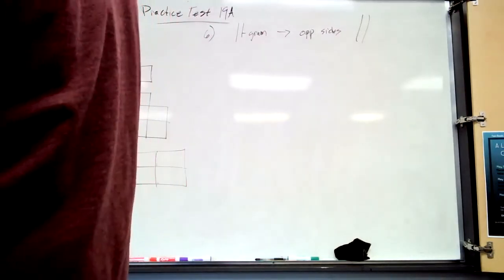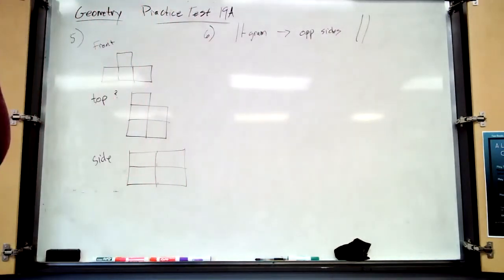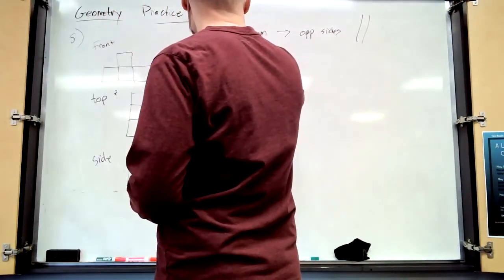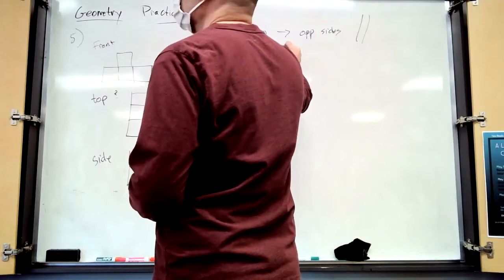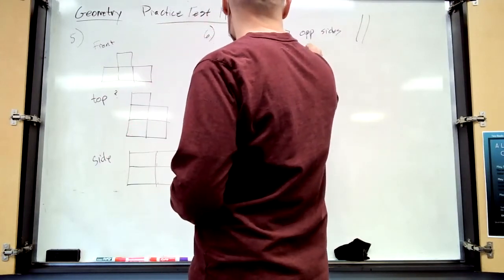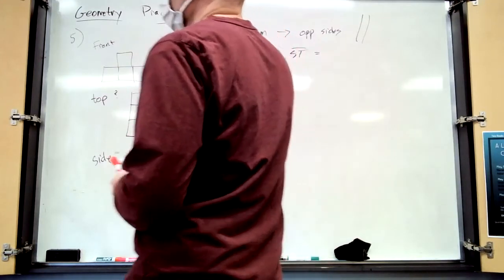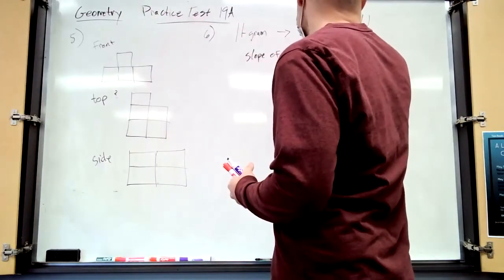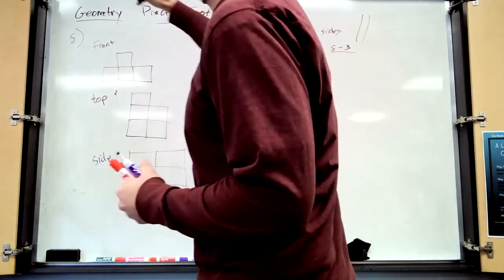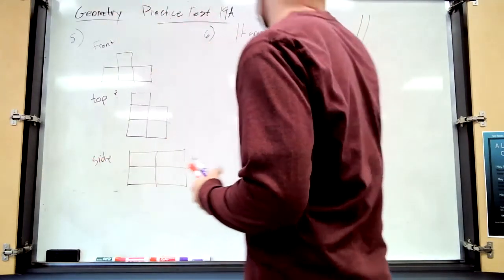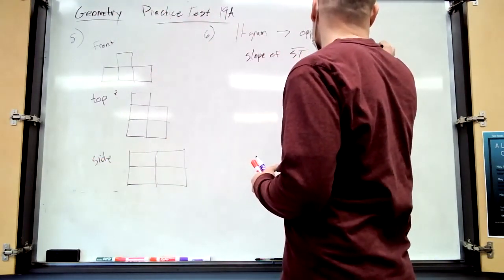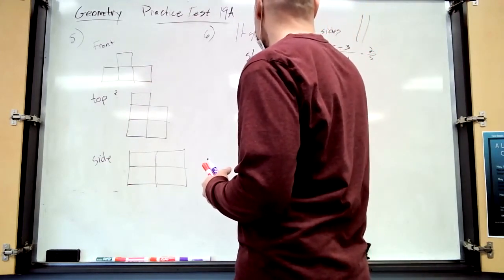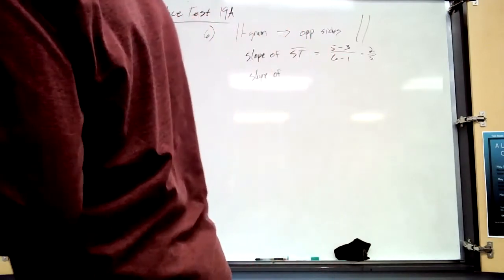How is this a proof? Okay? They have the same slope. Well, do they have the same slope? So the slope of ST equals, well, let's go from S to T. So that's 5 minus 3 over 6 minus 1, which is 2/5. Okay, and what's the slope of the opposite of ST, which is RQ?